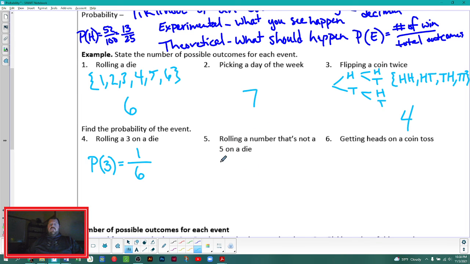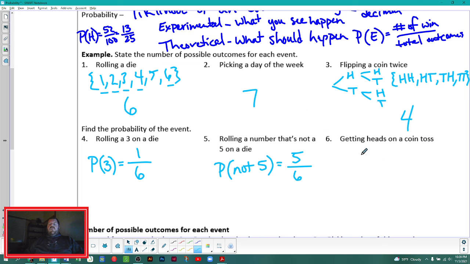The next one asks for rolling a number that's not a 5. So not 5. How many things are there that aren't 5? There's 1, there's 2, there's 3, there's 4, and there's 6. There's 5 things that aren't 5 and 6 total things. So this probability is higher than this. If somebody said, roll a 3 or roll a number that's not a 5, pick one of the two, you would want to say, I want to roll a number that's not a 5. My chances are higher.